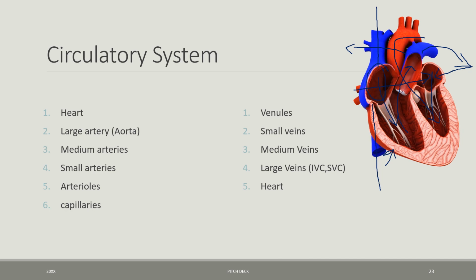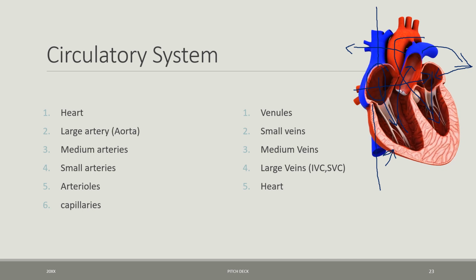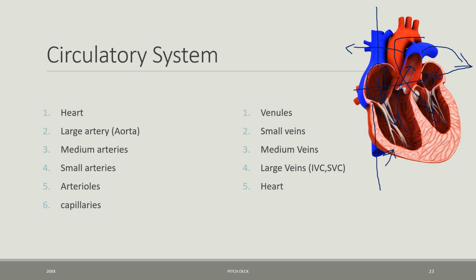Then the capillaries are going to dump into the venules. The venules now have deoxygenated blood. Multiple venules are going to anastomose to create small veins. Small veins anastomose to create medium veins. Medium veins anastomose to create the superior and inferior vena cava. And those superior and inferior vena cava dump into the right atria of the heart, and it goes through the whole process again.